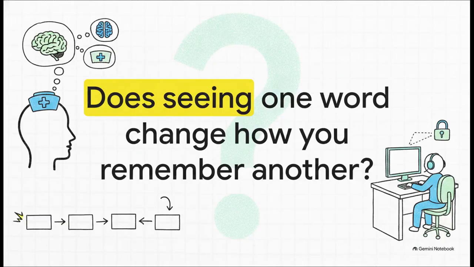So think about the question we're posing right now. Does seeing one word actually change how you remember another? Like, if I show you the word hat, are you suddenly way more likely to remember the word cap? This isn't magic, guys. It's a completely measurable psychological phenomenon.